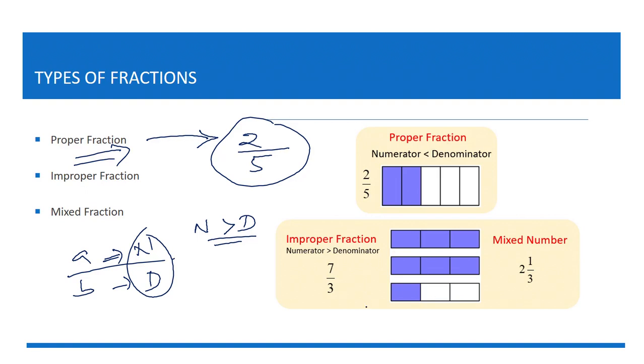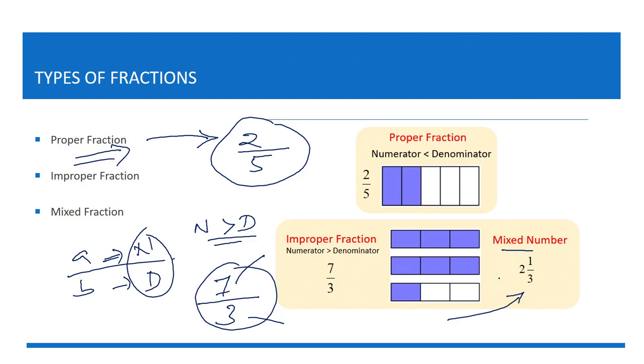In case of improper fraction, what happens here? Total 3 pieces are there. 3, this is the denominator, and as well as 7. Here the numerator is more than the denominator, then it is called an improper fraction. This can also be represented as a mixed fraction, that is 2 1 by 3. 2 full pieces are there, and in one piece 1 by 3. You are going to represent this as a mixed fraction.